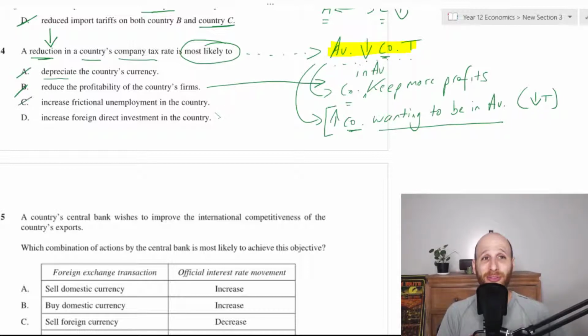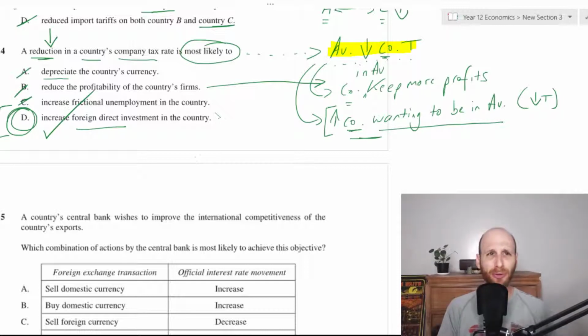Will it have anything to do with frictional unemployment? Probably not. Probably a red herring here. Okay, so it will increase FDI because if taxes are lower, more companies want to be in that country because they're going to keep more of their profits. And we've got D here. Nessa, what do you say? You also say D. So I might give myself a tick there and feel good about myself so far. 4 down, 16 to go.